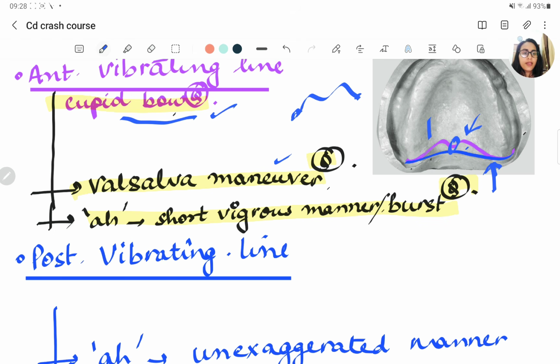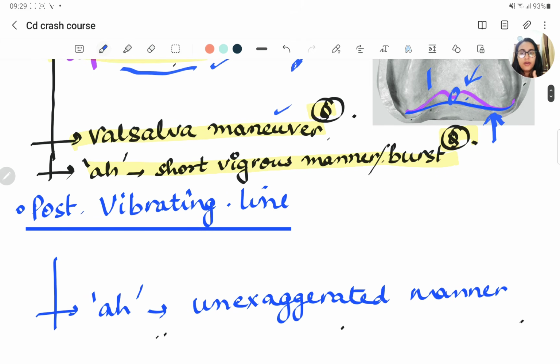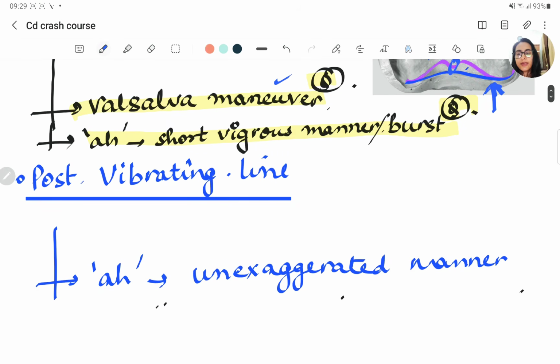As you go down the soft palate, it is going to be more movable as you go posteriorly, right? So the one from not movable to slightly movable is the anterior vibrating line, and from slightly movable to completely movable is the posterior vibrating line. After the posterior vibrating line, the palate is going to move completely. So even if you give the denture, it will fall. That is why overextended dentures generally fall down, right?